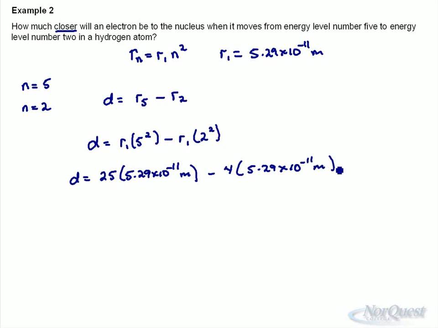If you punch that in on your calculator, 25 times 5.29 to the exponent negative 11, subtract 4 times 5.29 to the exponent negative 11, you should get 1.11, I guess, times 10 to the negative 9 meters.